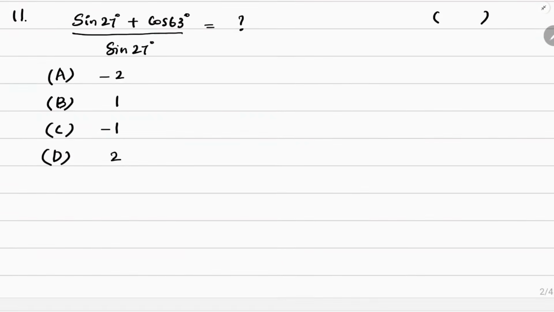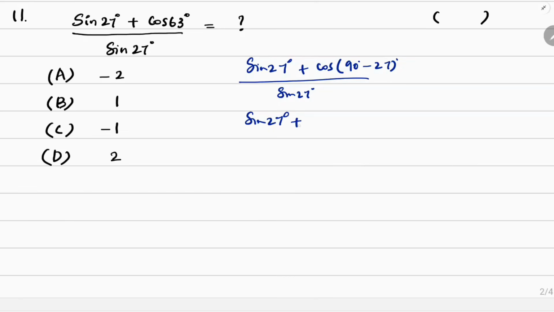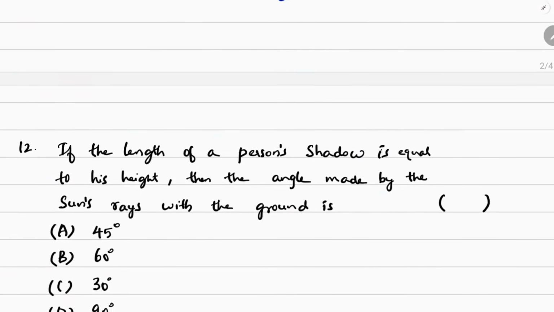Next one, 11th one. Sine 27 degrees, and denominator also like sine 27 plus cos 63, I can write as cos 90 minus 27. So sine 27, cos 90 minus theta is sine theta, by sine 27. So 2 sine 27 degrees by sine 27. Sine 27 cancels. So the answer is 2. Correct option is D. 12th one.